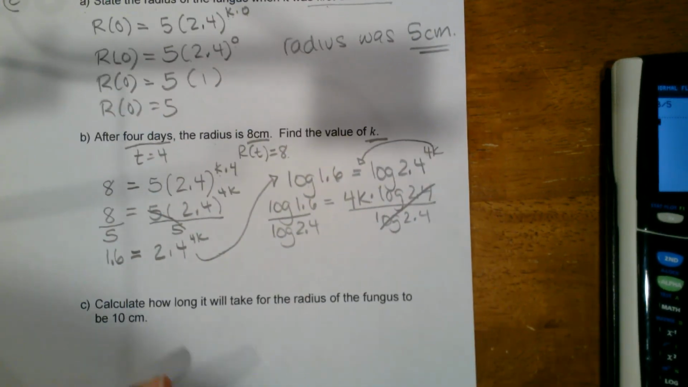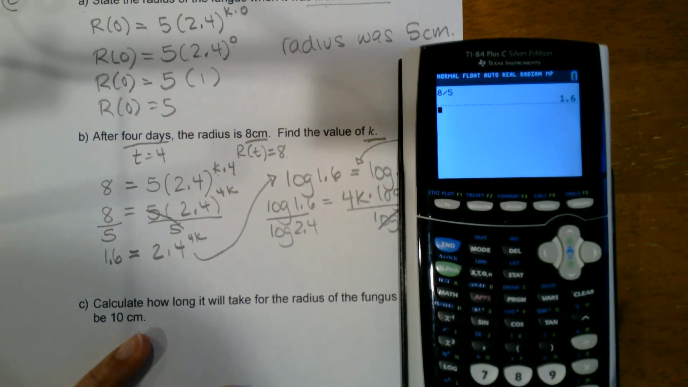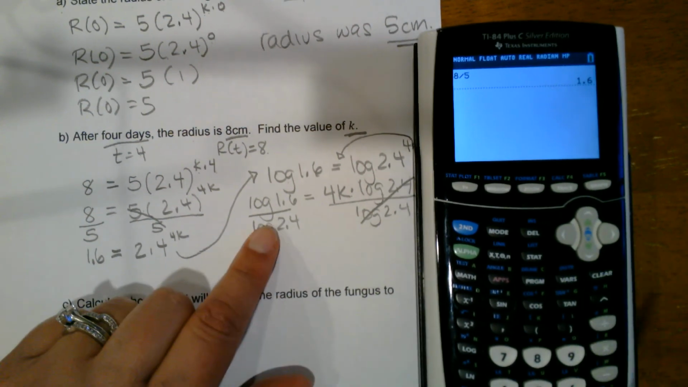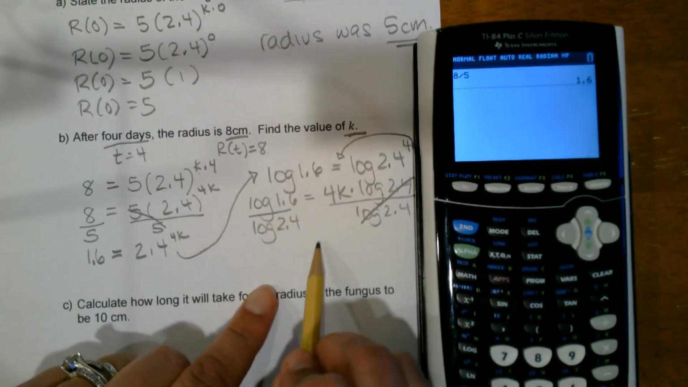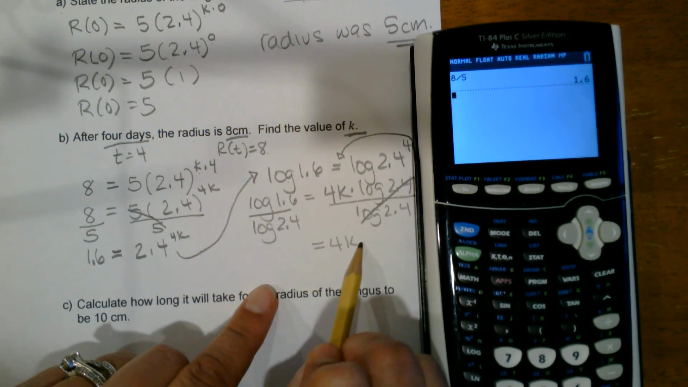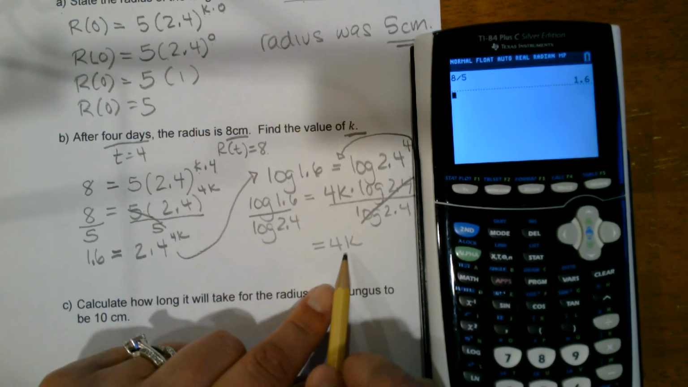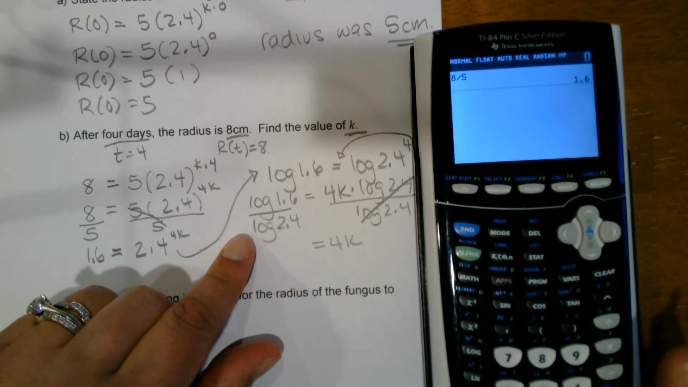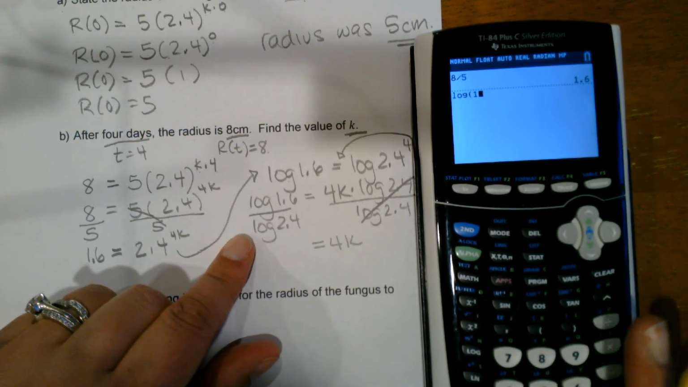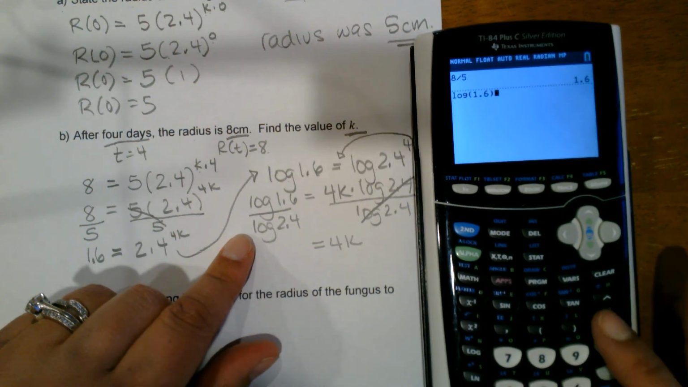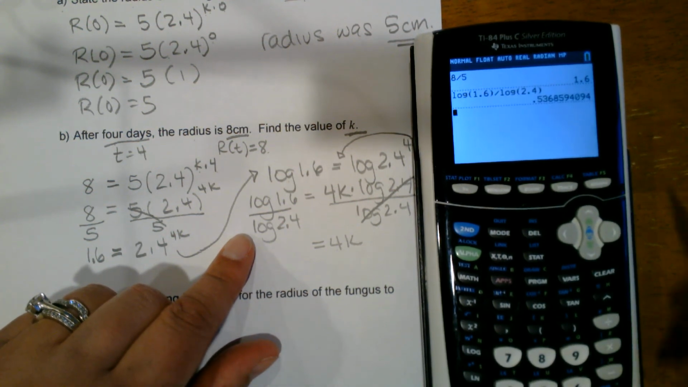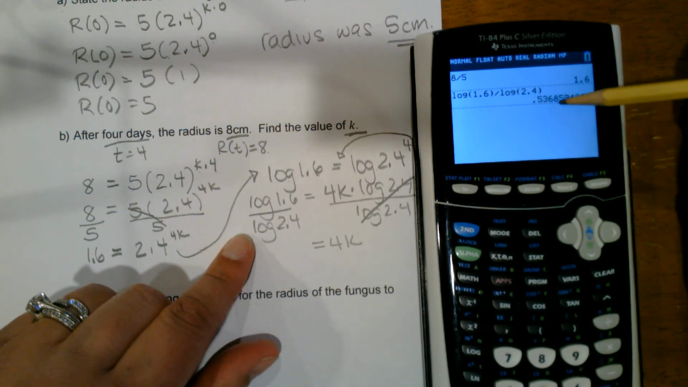We can do the decimal. Let's see what happens. Ultimately, we have 4K here, so we're going to divide this by 4. But let's just see what it looks like. Log of 1.6, close your parentheses, divided by log of 2.4, close your parentheses. So that's 0.53, and we can round that to 7.